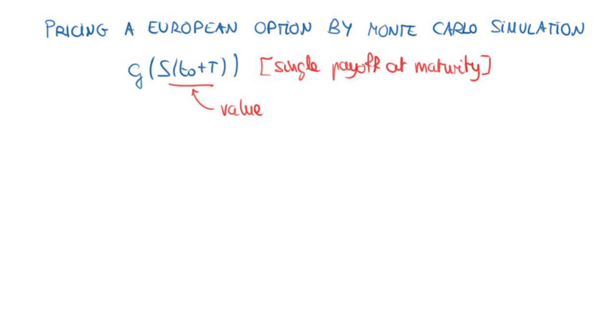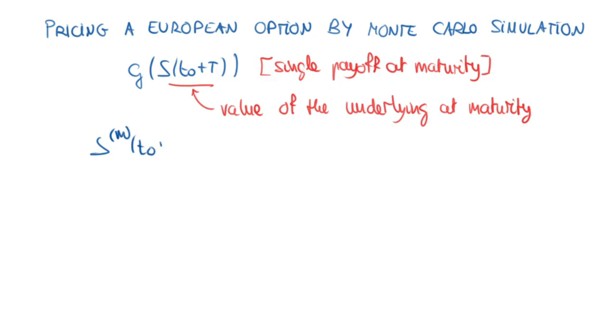If there is a single payoff at maturity that depends only on the value of the underlying asset also at maturity, it is not necessary to simulate the intermediate values of the trajectories. The simulation of the geometric Brownian motion can be made in a single step. Therefore, we will simulate only the value of the underlying asset at maturity, at t0 plus t.